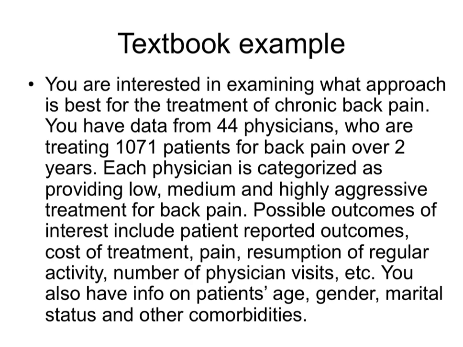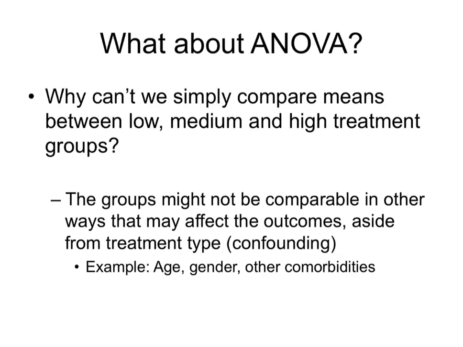You are interested in examining what approach is best for the treatment of chronic back pain. You have data from 44 physicians who are treating 1,071 patients for back pain over 2 years. Each physician is categorized as providing low, medium, and highly aggressive treatment for back pain. Possible outcomes of interest include patient-reported outcomes, cost of treatment, pain, resumption of regular activity, number of physician visits, etc. You also have information on patients' age, gender, marital status, and other comorbidities.